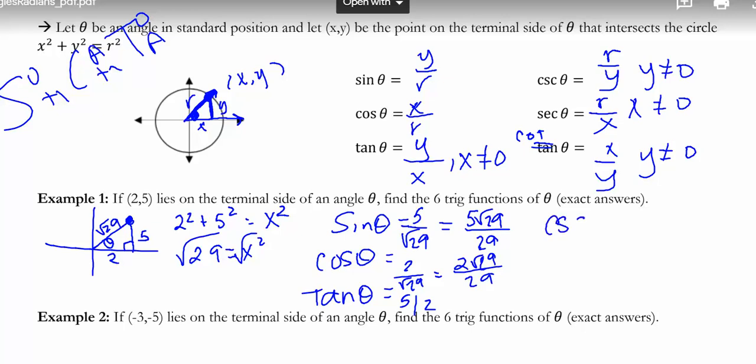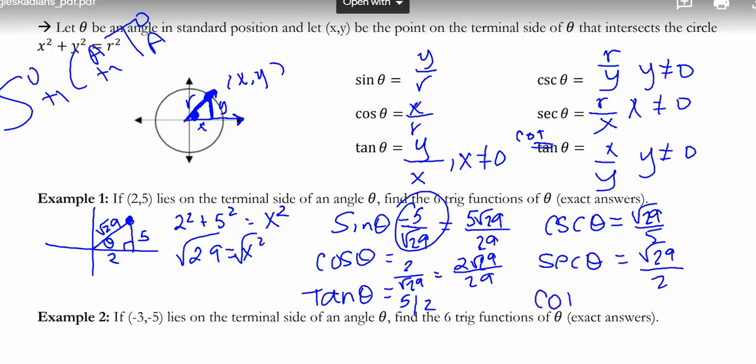Now if I want to do cosecant, which is the reciprocal of sine, that's just rad 29 over 5. And I write this so my brain can remember where it is. I don't have to do extra math. Secant is rad 29 over 2 because it's the reciprocal of cosine. And cotangent is 2 over 5. Okay? Just like we've been doing before.